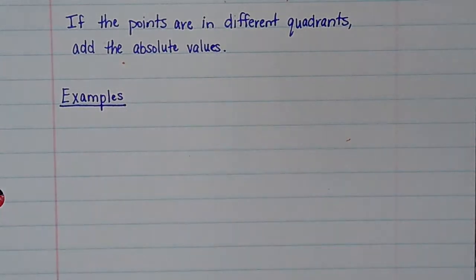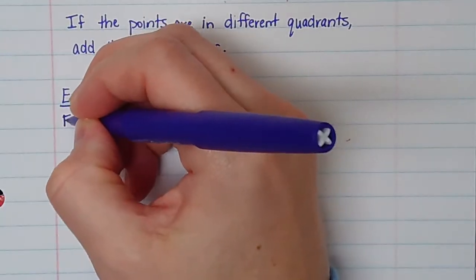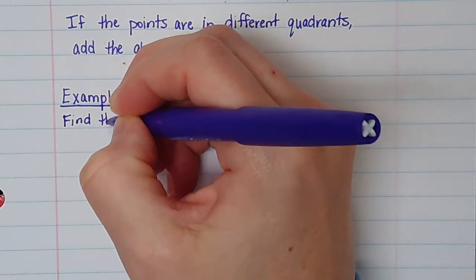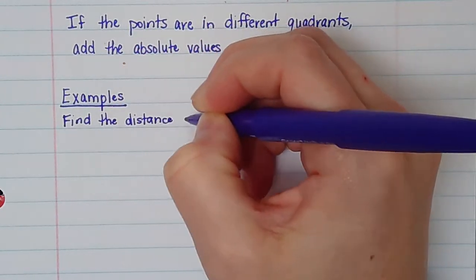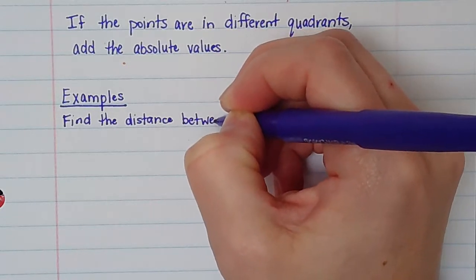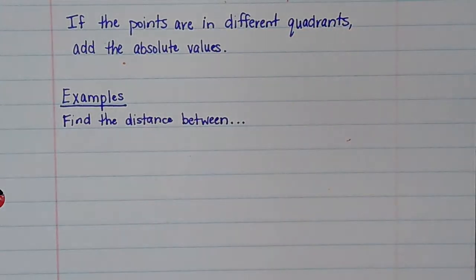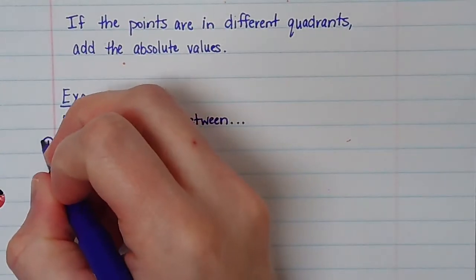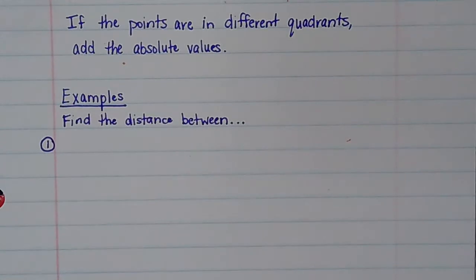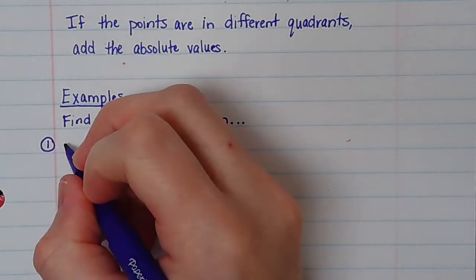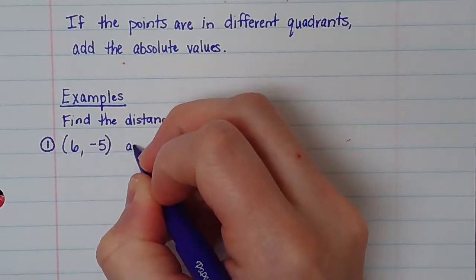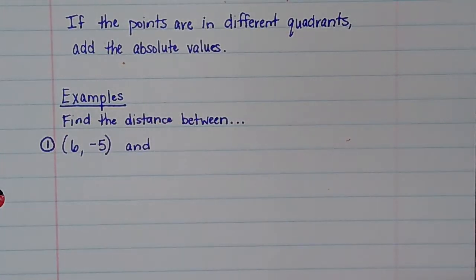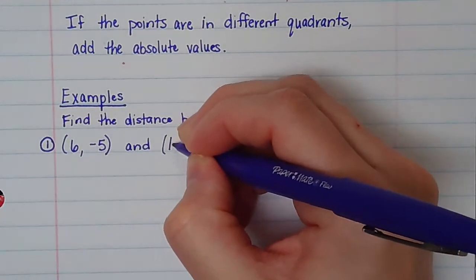The question is always going to be something like, find the distance between... and we'll just put dot, dot, dot, because we're going to do several examples. So our first one is, let me give you the points: 6, -5, and 10, -5.